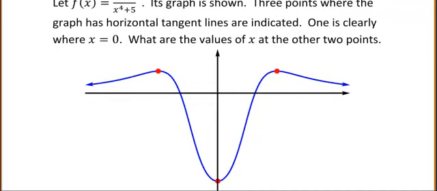Notice on the graph there are 3 points where the graph has horizontal tangent lines. These points are right here. There's a horizontal tangent line right here, and right here, and right here. One is clearly at x equals 0. It's on the y-axis. What are the x values of the other 2 points?